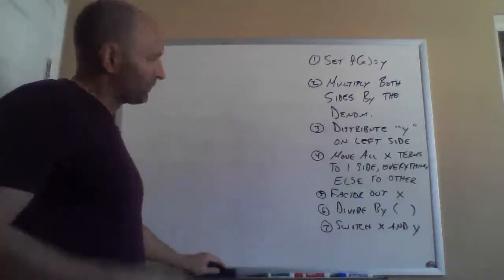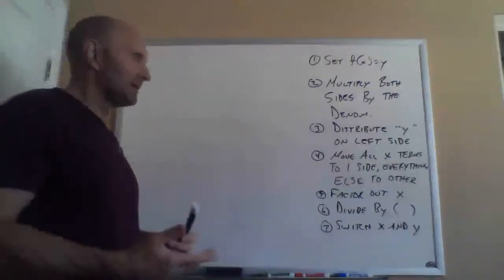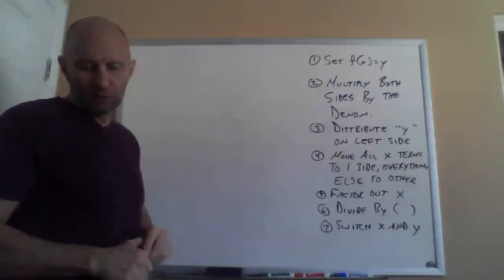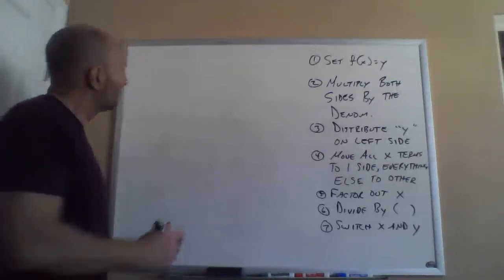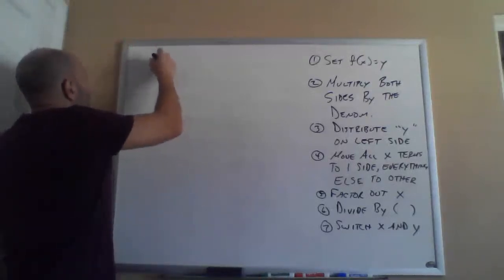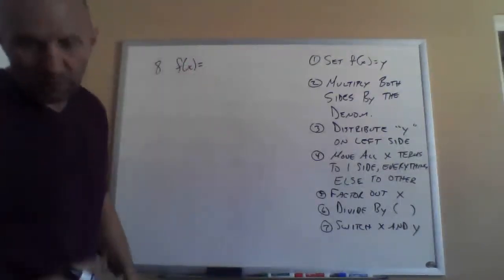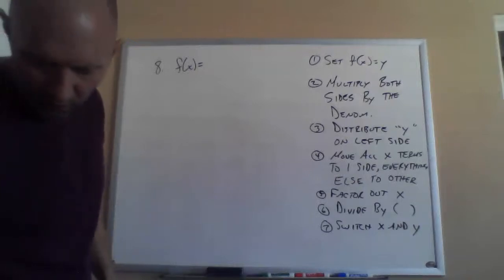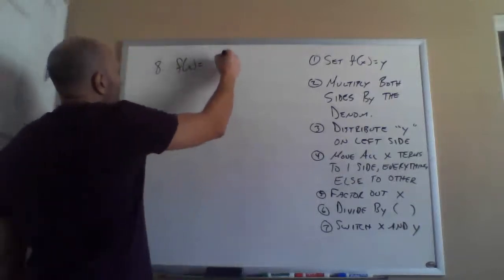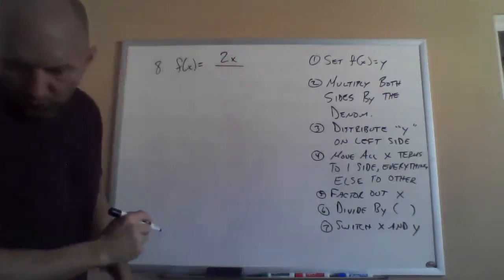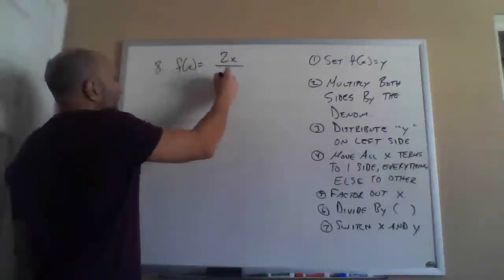Again, I know nobody asked about these, but these are important ones to be able to do, these kind of inverse problems. So let me just have you try number 8. If you haven't done it yet, make sure that you're able to figure it out. You will have a ticket out the door like this as well. But we have f of x is 2x over x minus 9.